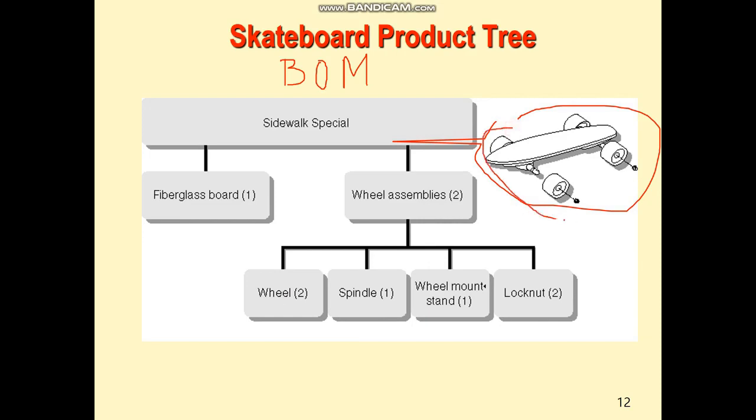This is one wheel assembly. So look at this. To make one wheel assembly, we need two wheels, one spindle, one wheel mount stand, and two lock nuts. So here, if we need two assemblies, we will need four wheels, right? And two spindles, two wheel mount stands, and four lock nuts. Okay, that is the BOM of the sidewalk special.